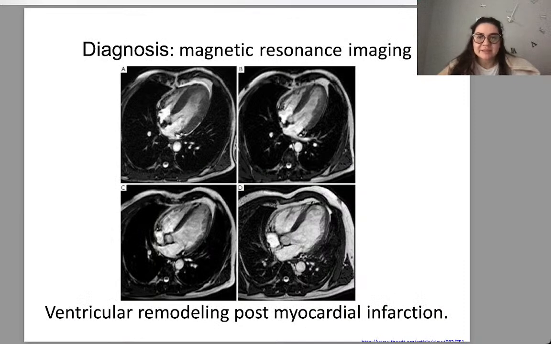It can be an MRI study. It is not the first choice diagnostic for coronary insufficiency, but in some cases it's usable. For example, here we can see ventricular remodeling post myocardial infarction. You see how the structure of the heart and myocardium changed in the bottom picture.